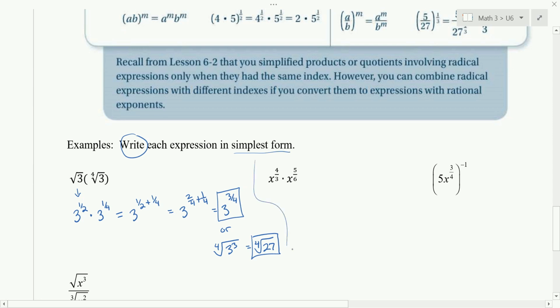Try the next two. And write the answers for the next two, write the answers in both forms like I did. So put one answer in fractional exponent form, put one in root form. So just to get used to both forms.